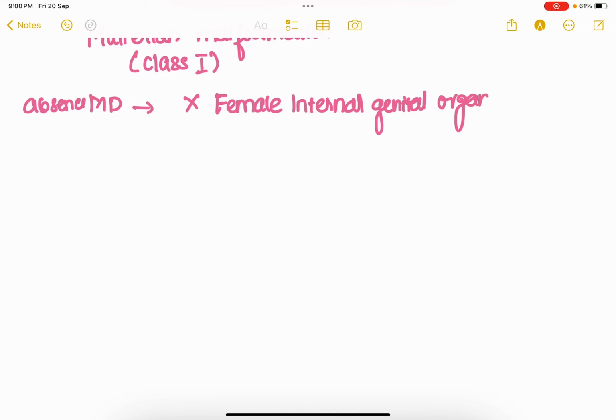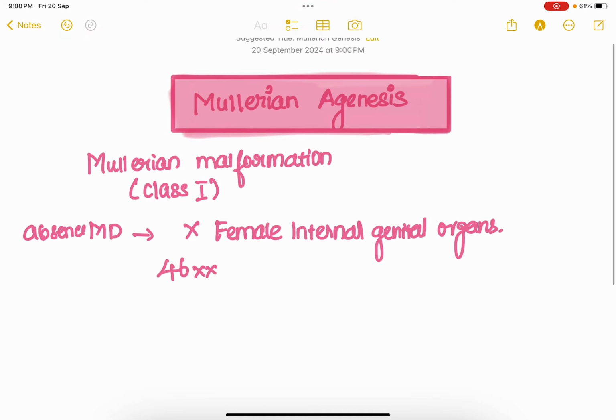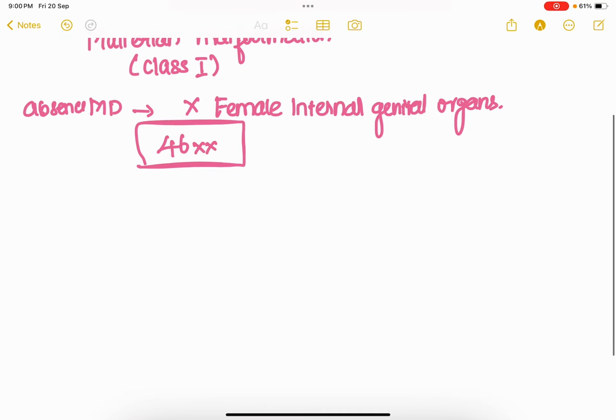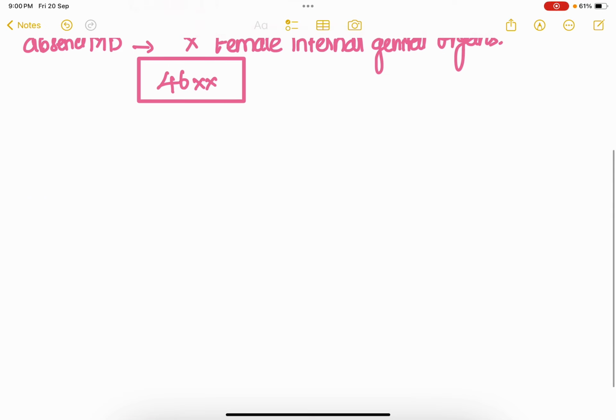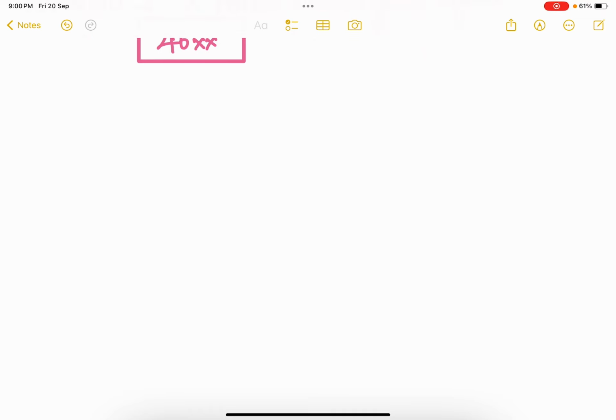But since they are female, the karyotype is going to remain the same, that is 46XX. The only problem in Mullerian agenesis is the absence of the Mullerian duct. Since there is absence of the Mullerian duct, there are absent female internal genital organs. Therefore these females will never have fallopian tube, uterus, cervix and the upper vagina. So let's discuss this in detail. The karyotype is 46XX, and we're discussing the female internal genital organs.